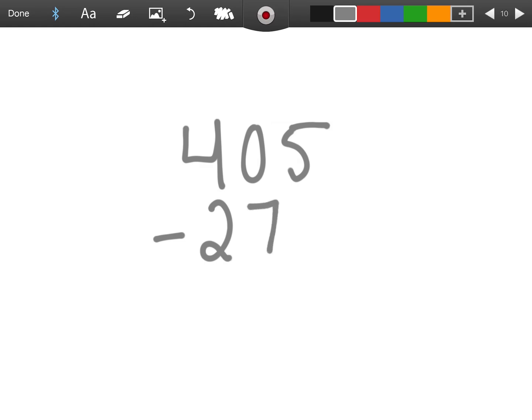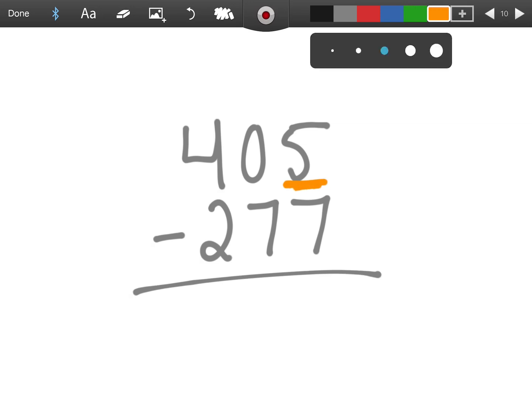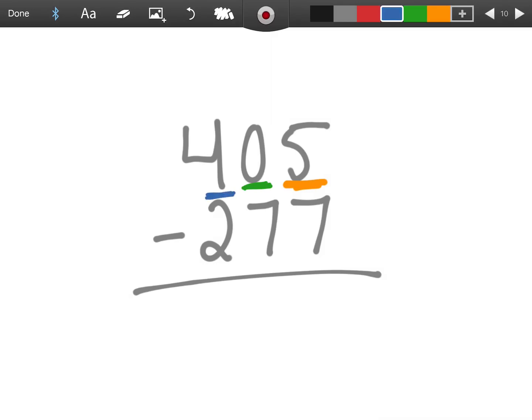Let's try one more of these together. So let's do 405 minus 277. All right. So first steps first, let's look in the ones place. We have 5 ones. We can't take away 7, so we're going to call up our friend the tens. The tens can't lend us any because he doesn't have any, so he said, I'll call up the hundreds and ask if I could borrow them, so then you could borrow them.